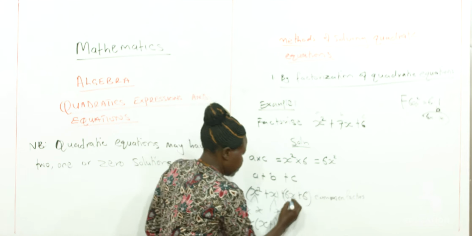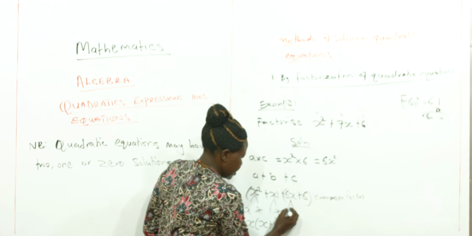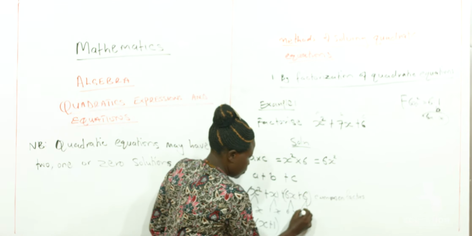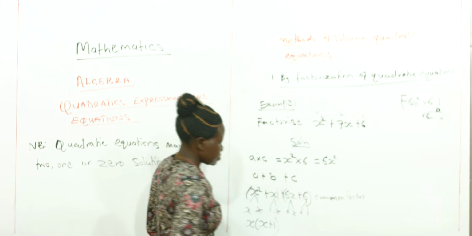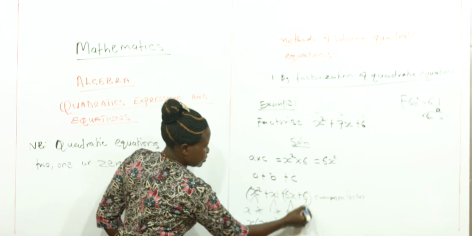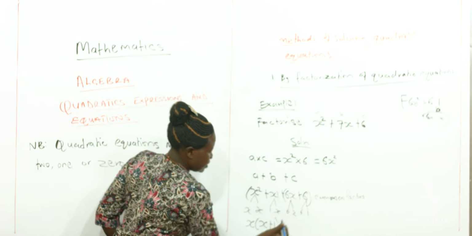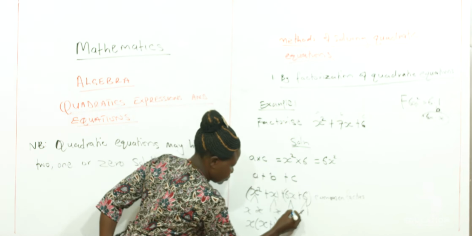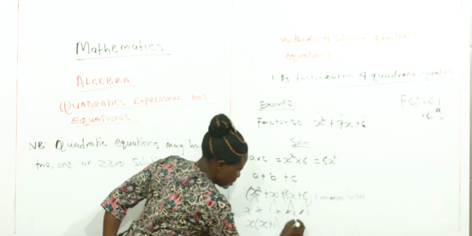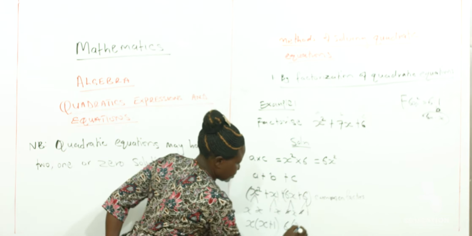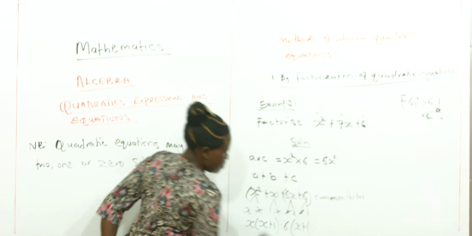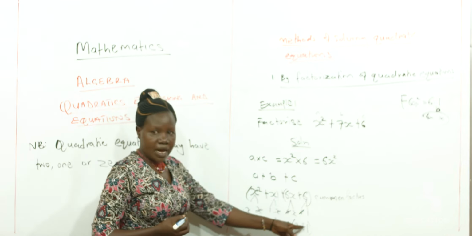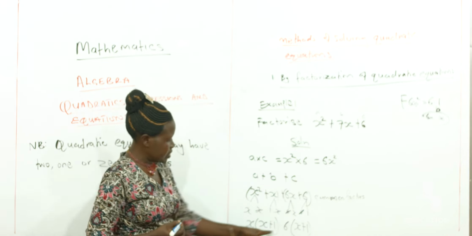Then we come to the second pair. We break this, we get 6 and x. And when we break this, we get 6 and 1. We multiply this to get this, and this to get that. Then we look at the common factor. The common factor here is 6, which is what we write outside. And then inside we shall have x and 1. So learners, you will find that inside the bracket, the factors must be the same.